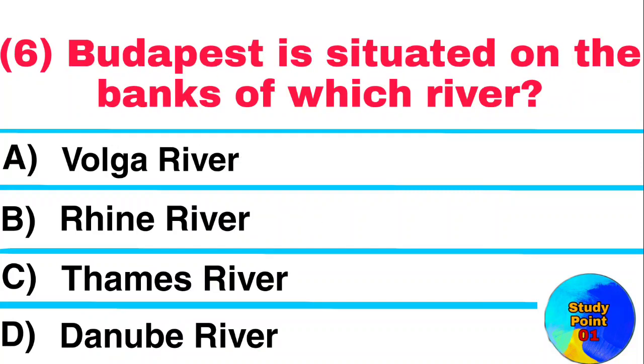Question. Budapest is situated on the banks of which river? A. Volga River. B. Rhine River. C. Thames River. D. Danube River. Answer. Danube River.